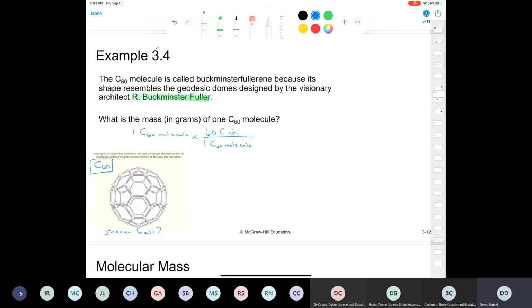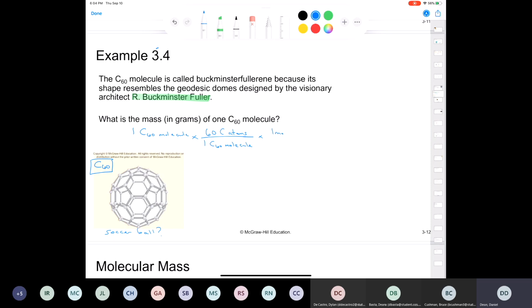60 carbon atoms. Well, how would I figure out the mass of one carbon atom? I know the mass of a mole of carbon atoms, right? If I go over to the periodic table, I see that carbon says 12.01. So that's 12.01 grams in one mole. But how many moles do I have here? I don't have a mole, because a mole is 6.022 times 10 to the 23 carbons. I'm only talking about 60. That's not a whole lot. So we have to use Avogadro's number here, right?